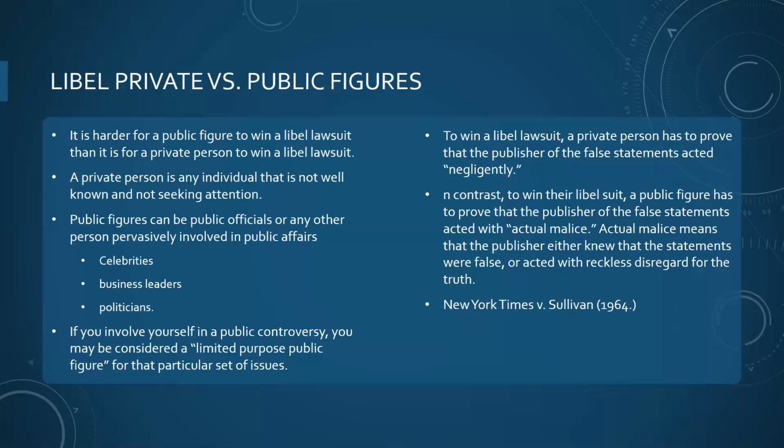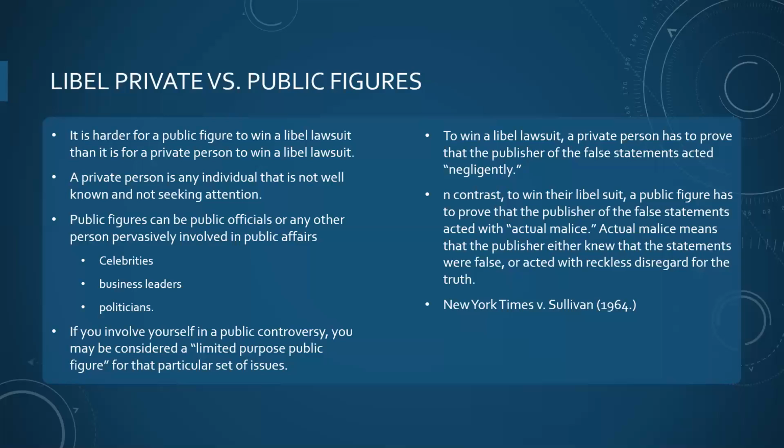So to win a libel lawsuit for a private person, they just have to prove that the publisher that made the false statements acted negligently. So that's where it goes back to getting more than one person to tell you this information, verifying information. Because if you run the story with just that one person, that's negligent. A private figure could sue and they could win.